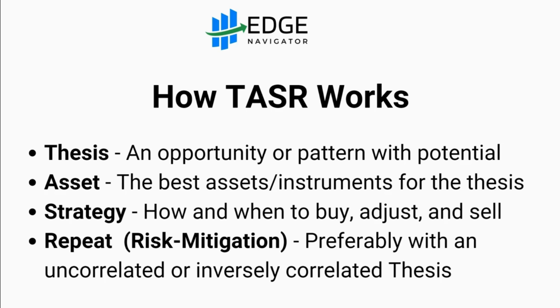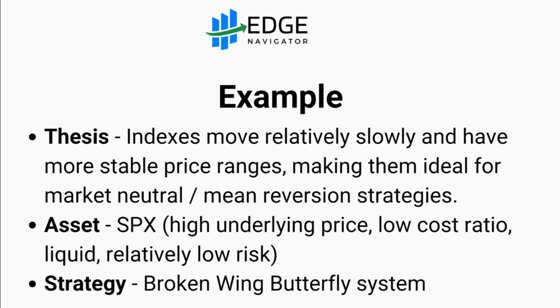So how and when do we buy, adjust the signal, adjust the position, and sell and/or go short? And then fourth is to repeat this three-step process above with a focus on risk mitigation. So we're going to repeat, preferably with an uncorrelated or even better, inversely correlated thesis. So whatever our primary thesis, like mine, was that indexes tend to move slowly, so market neutral options trading would be more effective. So actually that's what this example is.